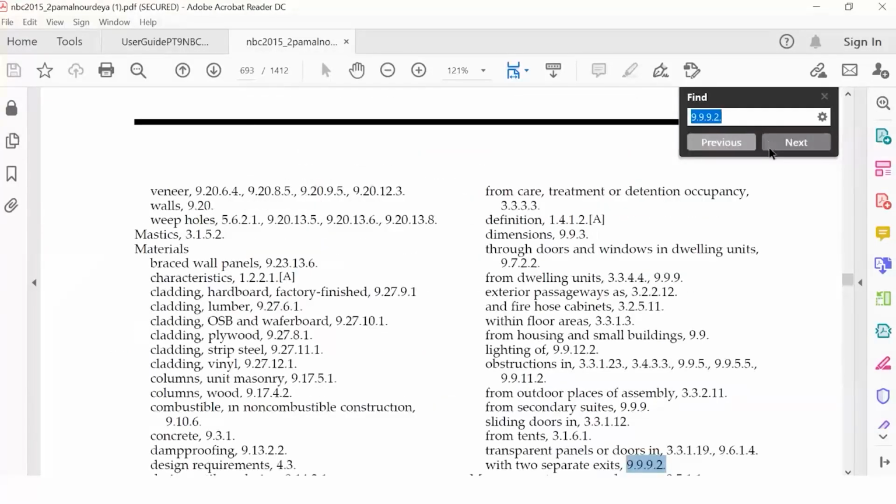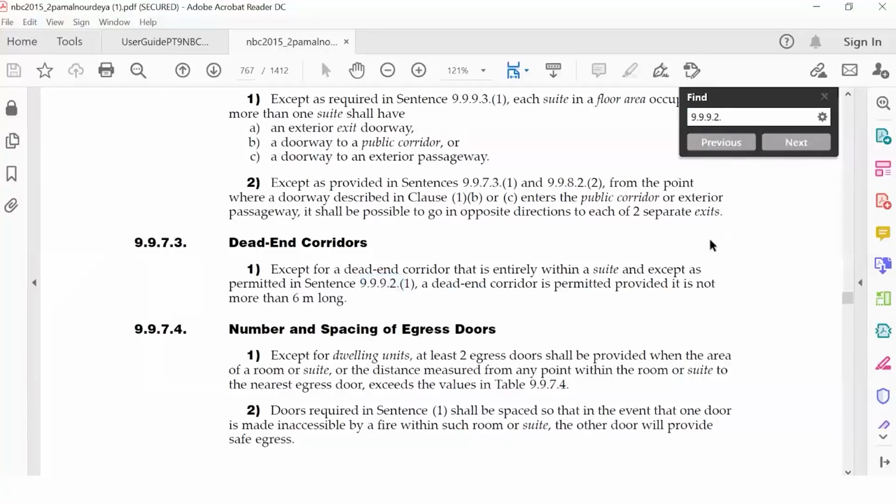Can I ask a follow-up question? Sorry. Yeah, go ahead. I'm just wondering why the dead-end corridor clause would point us to that. I don't quite see the correlation.